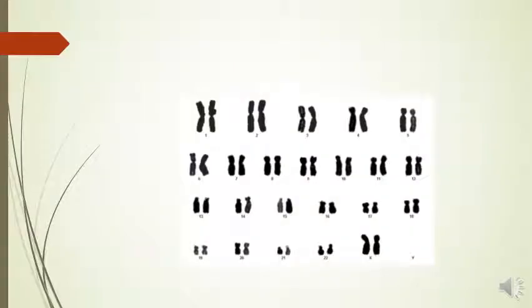This is a karyotype of a child who was born with a 14;21 translocation. Please note this child has 46 chromosomes. The genetic material of 47, but has only 46 chromosomes. Take a look at the number 14. The number 14 has a 21 chromosome on top of it.